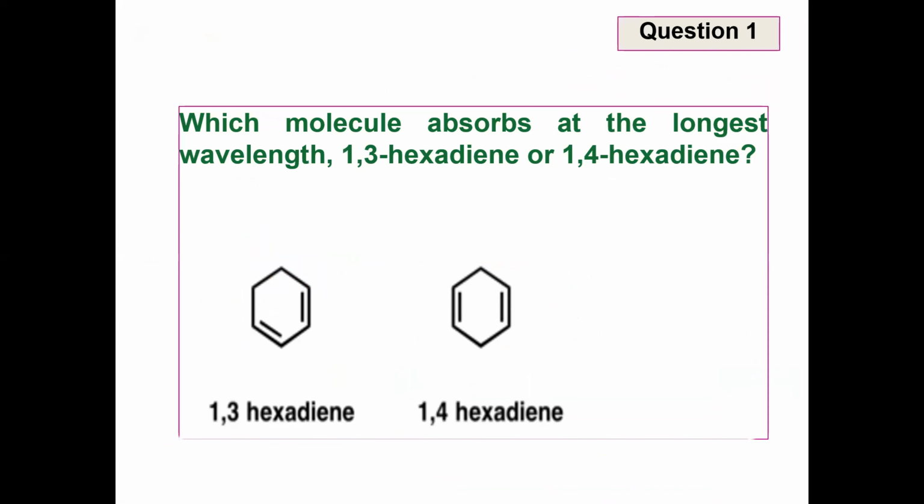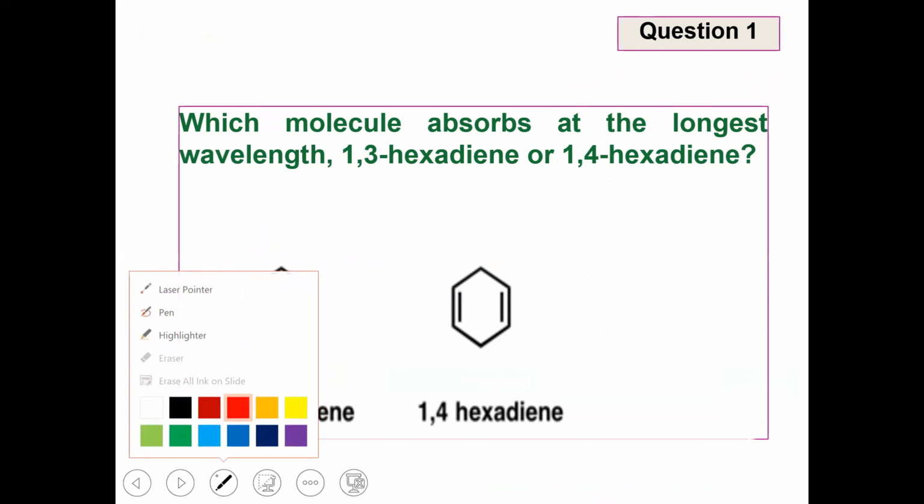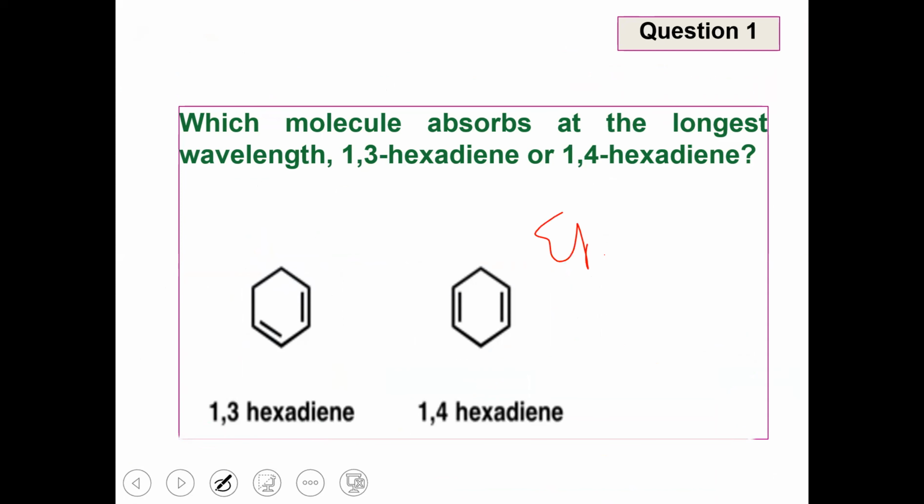Yes, ma'am, it's visible. So the question is about which molecule absorbs at the longest wavelength, 1,3 hexadiene or 1,4 hexadiene. As I said, you have to use the effect of conjugation. So that concept you should recall here. I explained what is conjugation, right?